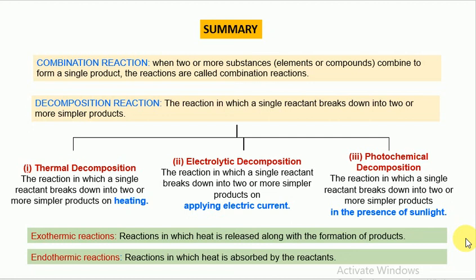And the other 2 types of reaction: exo means releasing. So in the simple word exothermic, exo means to release, and thermic means it is involved with heat or energy. So the reaction in which heat is released is an exothermic reaction. Endo means to take inside, and thermic means heat, thermal. So the reaction in which heat is absorbed is an endothermic reaction. So exothermic and endothermic reactions.